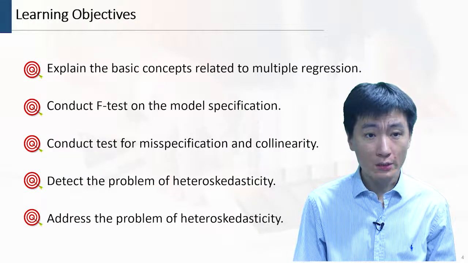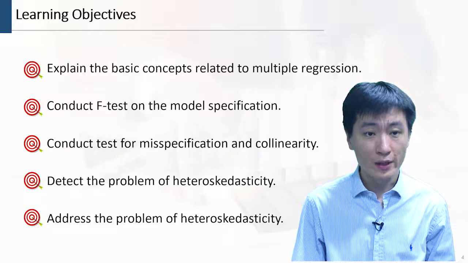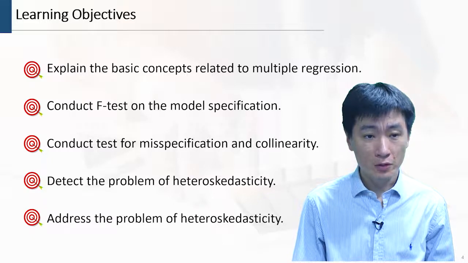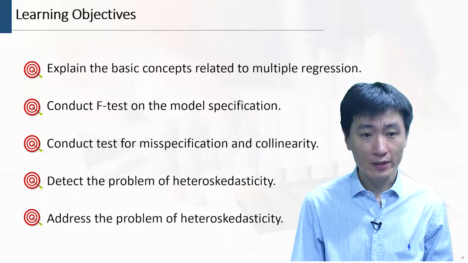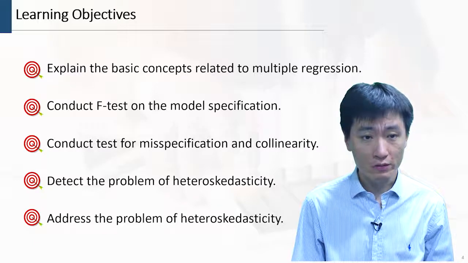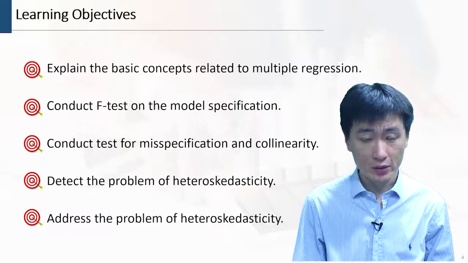Okay, so the learning objectives of this lecture, this is something you are supposed to be able to do after you study this lecture, is that first, you are supposed to know how to explain the basic concepts related to multiple regression. And secondly, you should be able to conduct tests on model specification, this kind of Wald test and so on. And you should also be able to conduct tests for misspecification and collinearity.